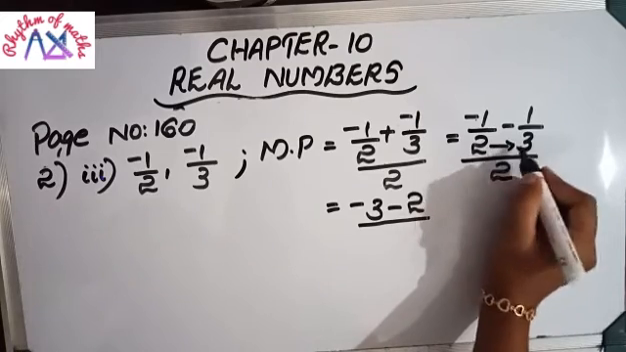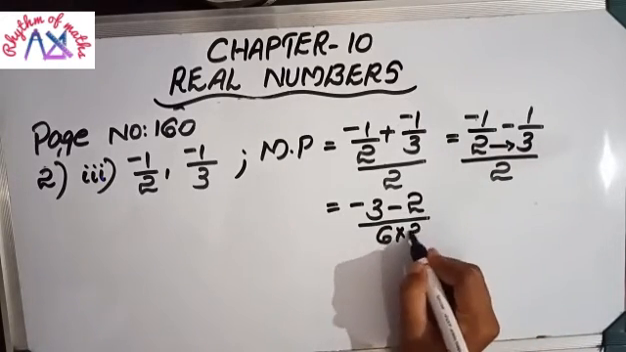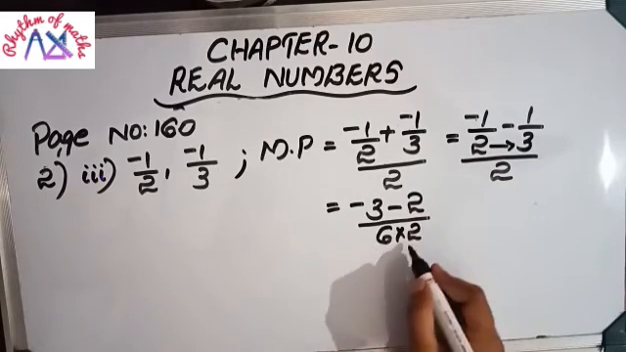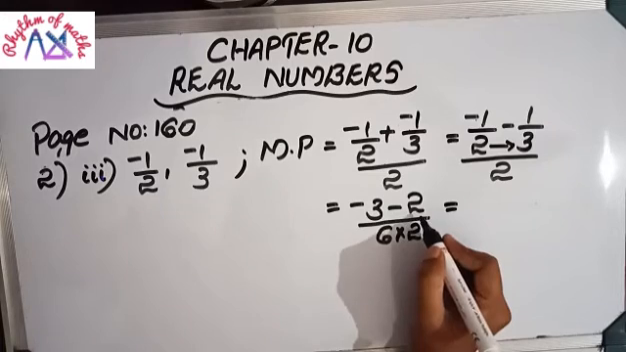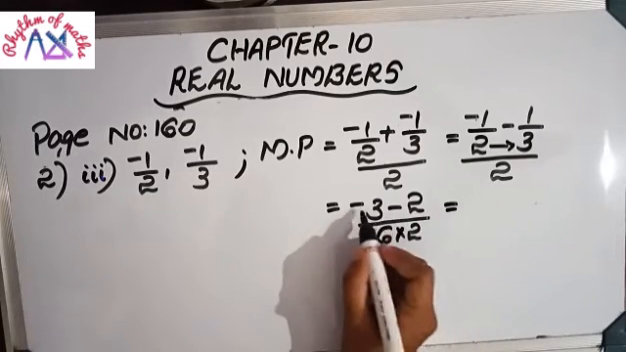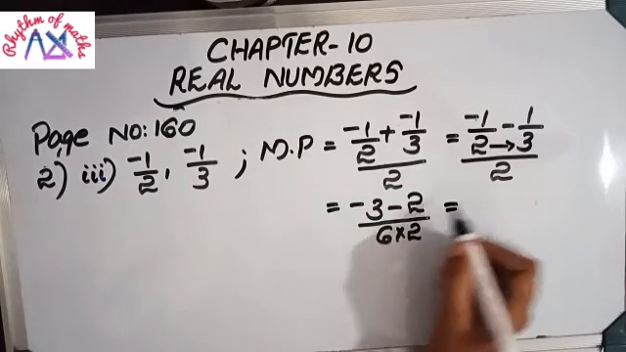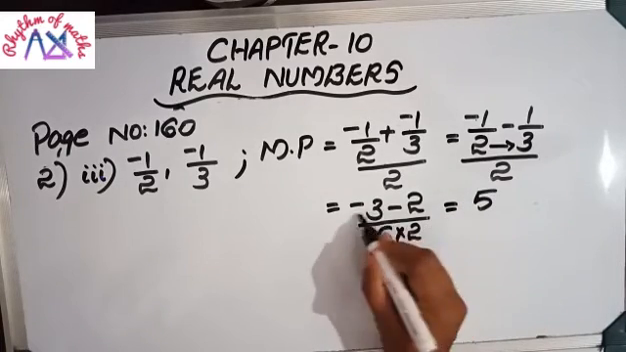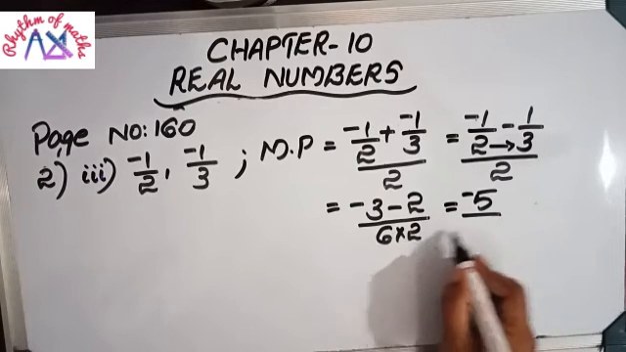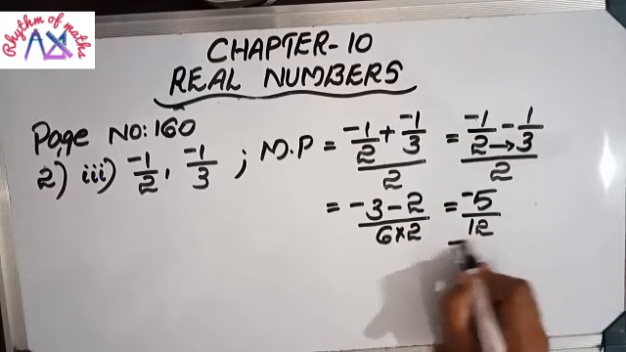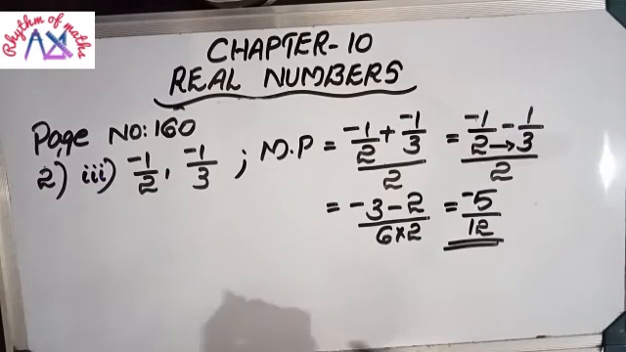3 2's are 6. Then this divided by 2 here, it goes to the other side as into 2. So minus 3 minus 2. Minus 3 minus 2 means same sign. Same sign means adding and put the same sign. So 3 plus 2, the answer is 5. Both are negative, so the answer is also negative. Divided by 6 into 2, 12. So minus 5 by 12 is the third sub question answer.